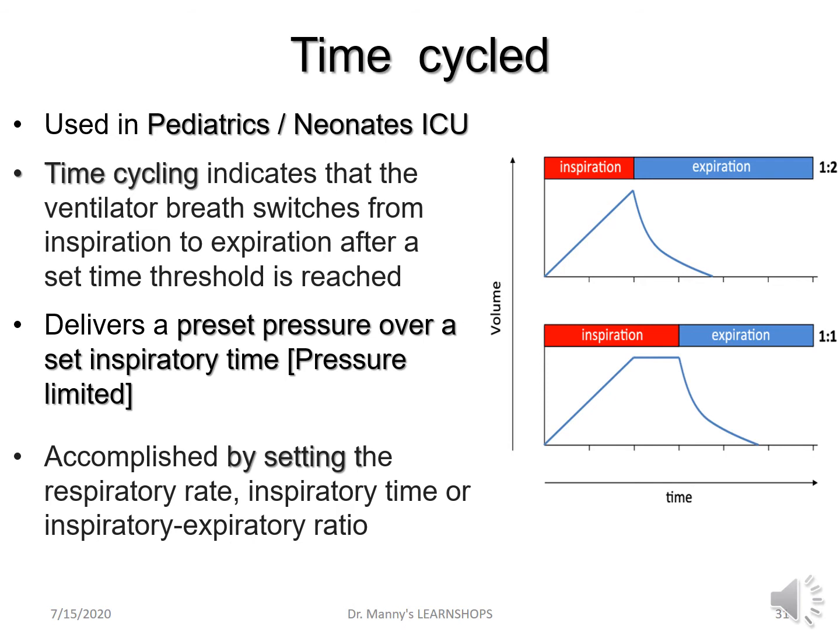Then you've got time cycled, and time cycled is also used primarily in paediatrics and neonates in their respective intensive care units. And time cycling basically indicates that the ventilator breath switches from inspiration to expiration after a period of set time for inspiration and expiration. And this will deliver a preset pressure over a specific inspiratory time, which is sometimes referred to as pressure limited. And this can be accomplished by setting the respiratory rate, the inspiratory time, or the IE ratio, the inspiration-expiration ratio.